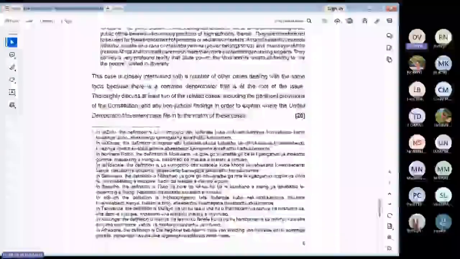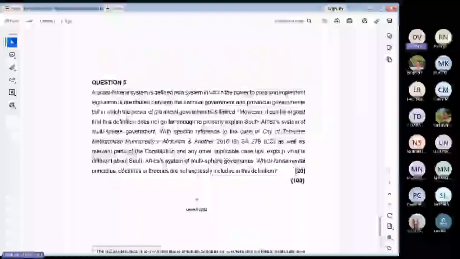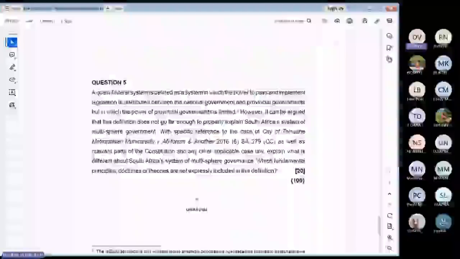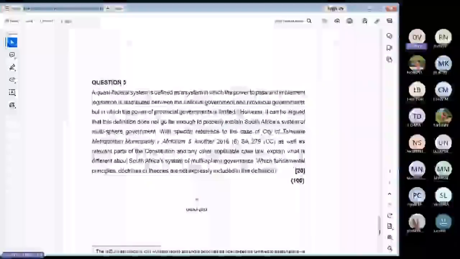So this is the last question on this paper. We can maybe go through this one and then we can call it a night. Question 5, this is the last one for the October 24 exam.